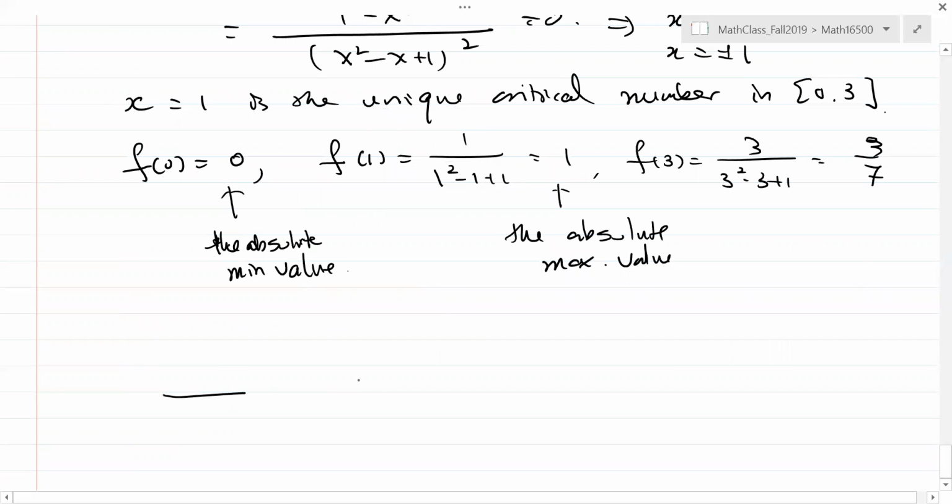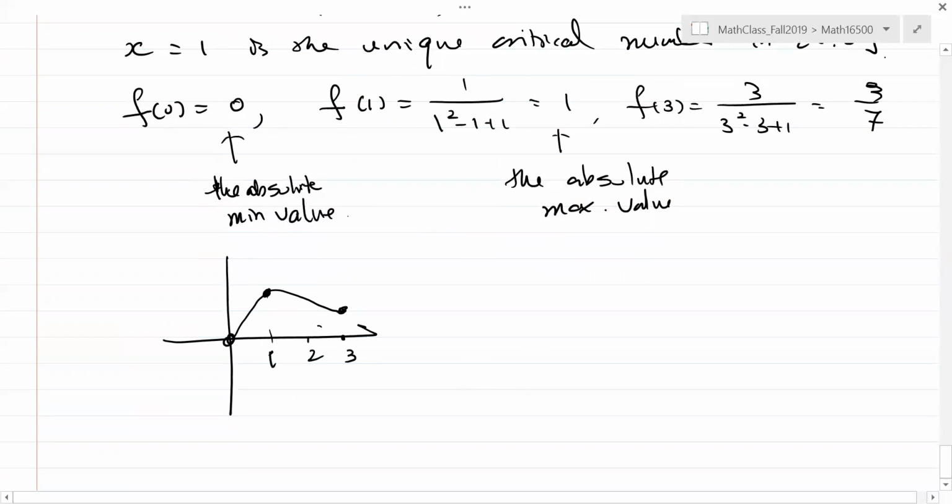Can you draw the graph? Absolute minimum value. The graph is going up and comes here. If you know the graph, it's easy to tell. But if you don't know the graph, you just compare the 3 different values to find the largest one, which is giving the critical number. That gives the absolute maximum.